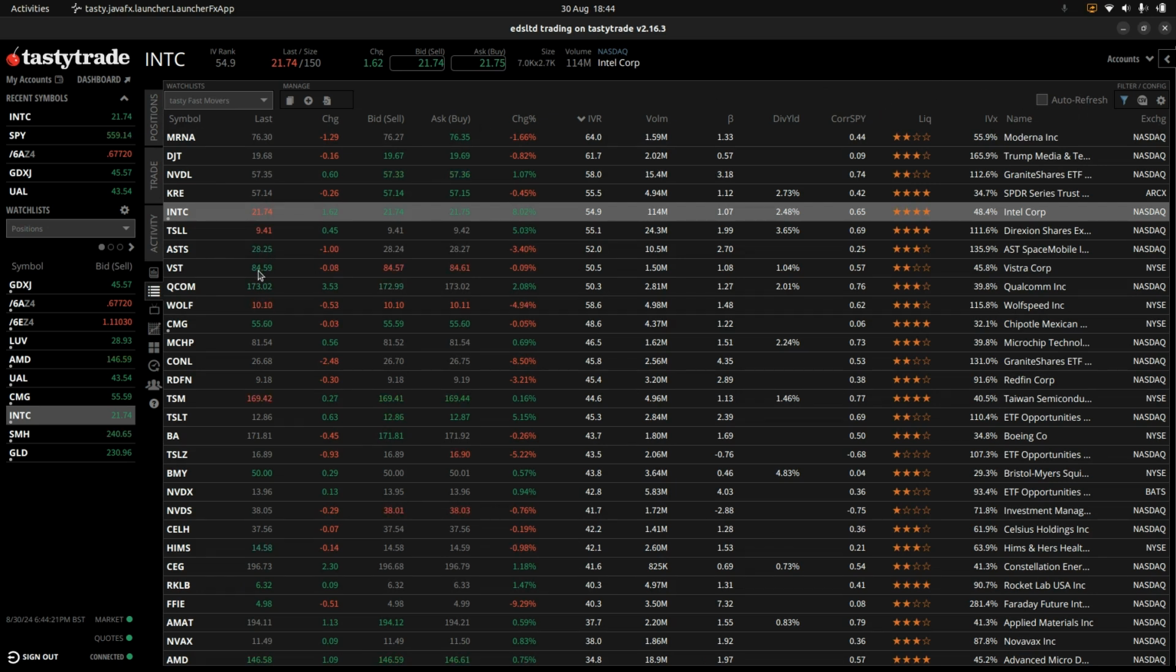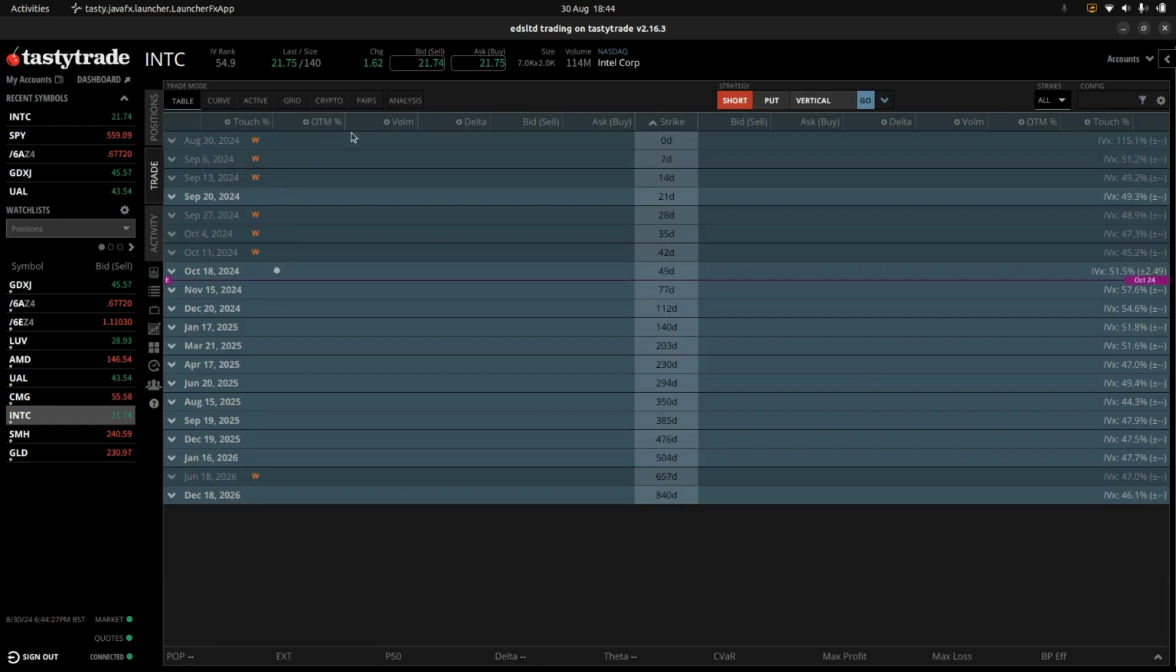So what we want to do is see where we are in the option cycle. If we go over to the trade tab, and we have a look at all the different expirations, the ones with an orange W mean it's a weekly expiration, and then everything else is a monthly expiration. We want to stay away from the weeklies for the purpose of this example, and we just want to focus on the monthlies.